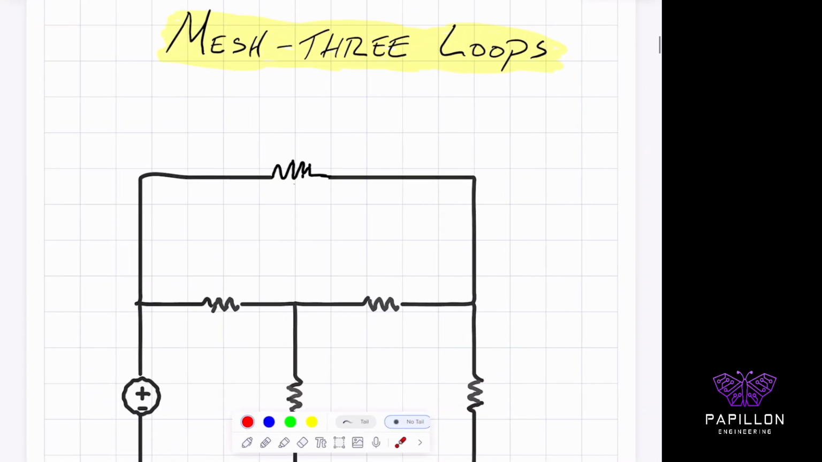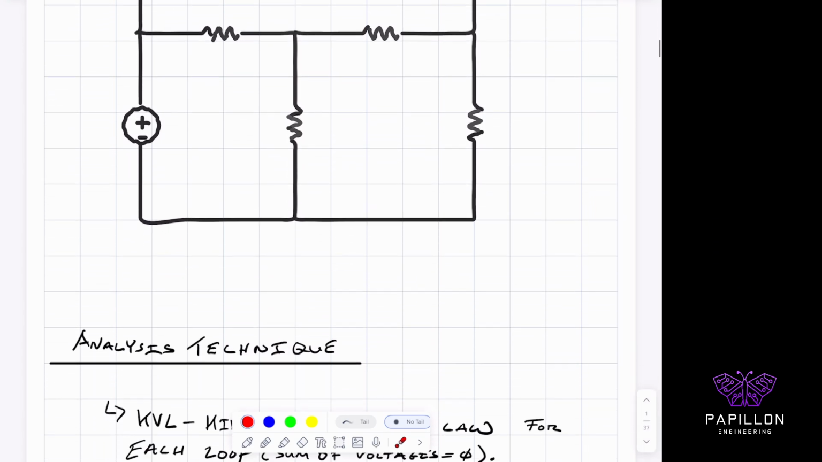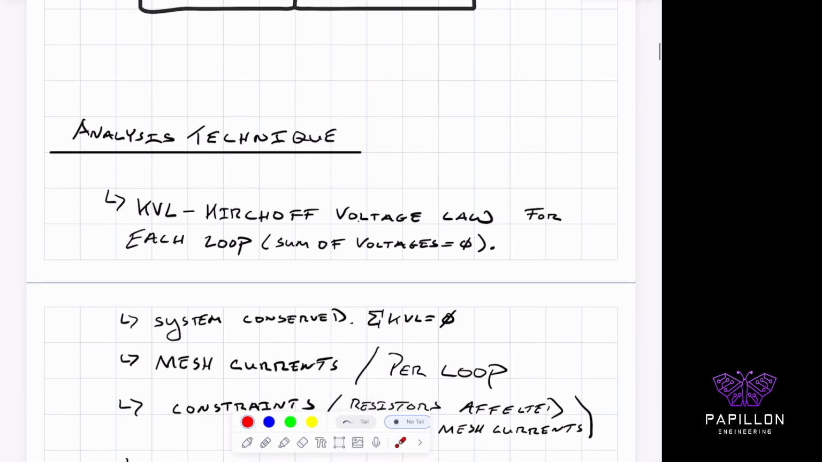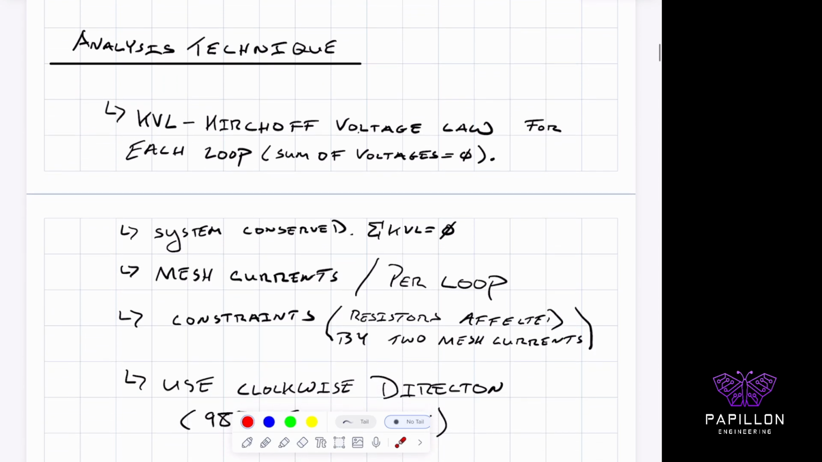All right, so here's the circuit, and the idea again is that there are a few steps, which I went over in detail in a previous video. That video covers mesh analysis for just 2 loops, but the technique is the same, and we're extrapolating it for 3. Realistically, the strategy is that we're going to look at KVL, Kirchhoff's voltage law, on each loop. Remember from the prior video that the system is conserved, which means that the voltages will sum up to equal 0.